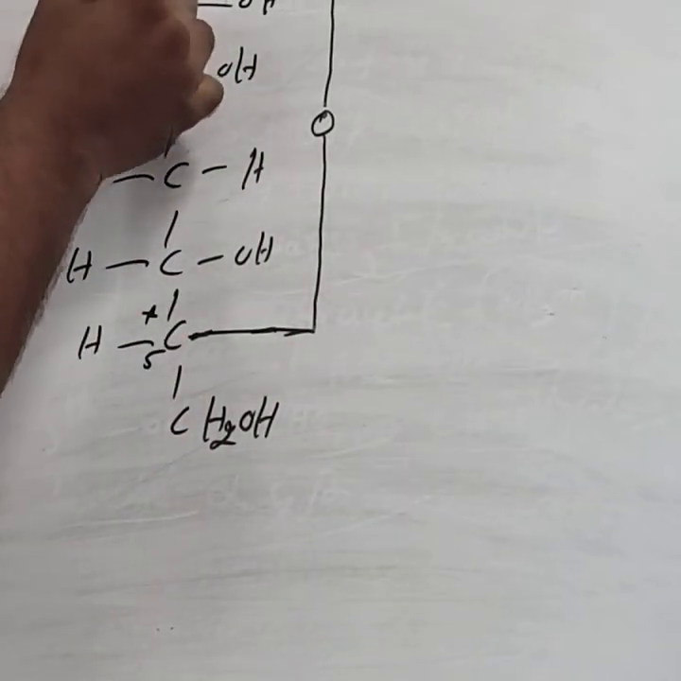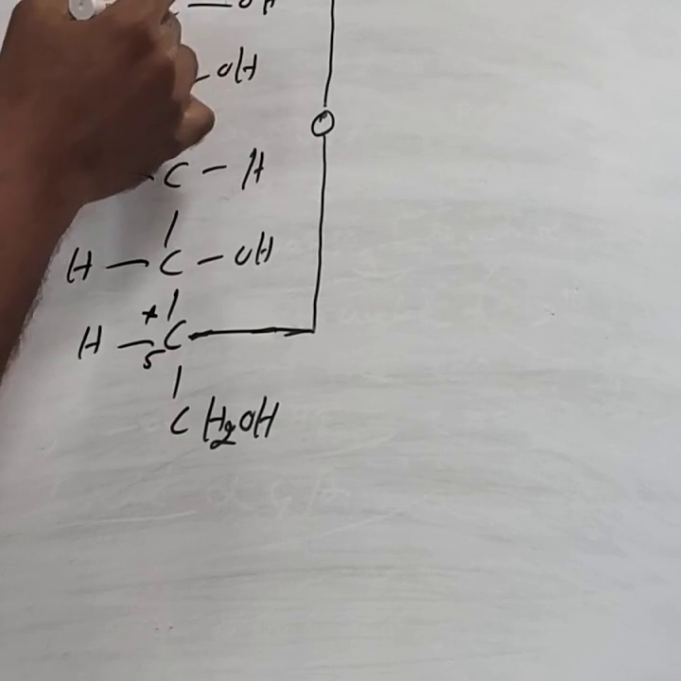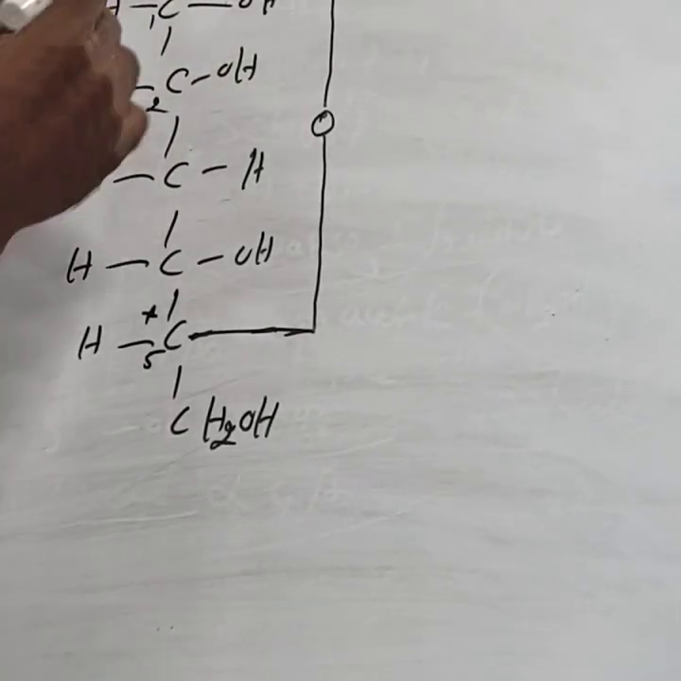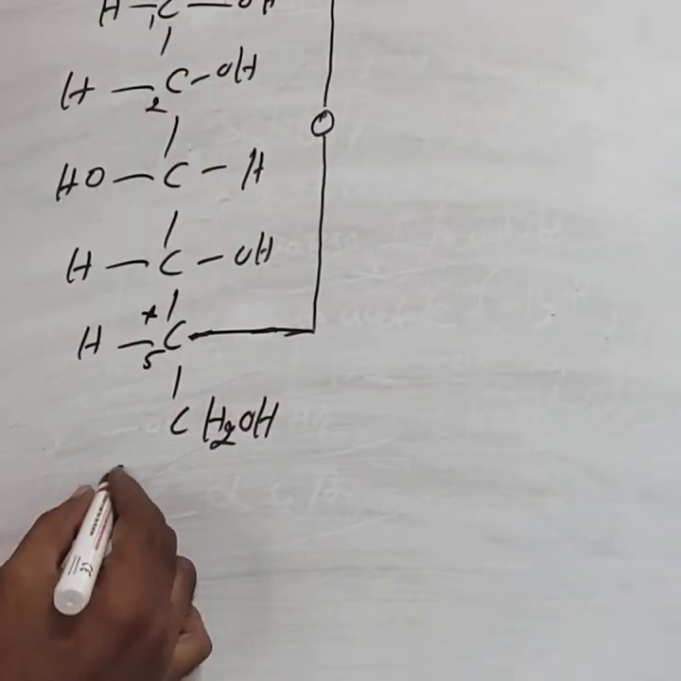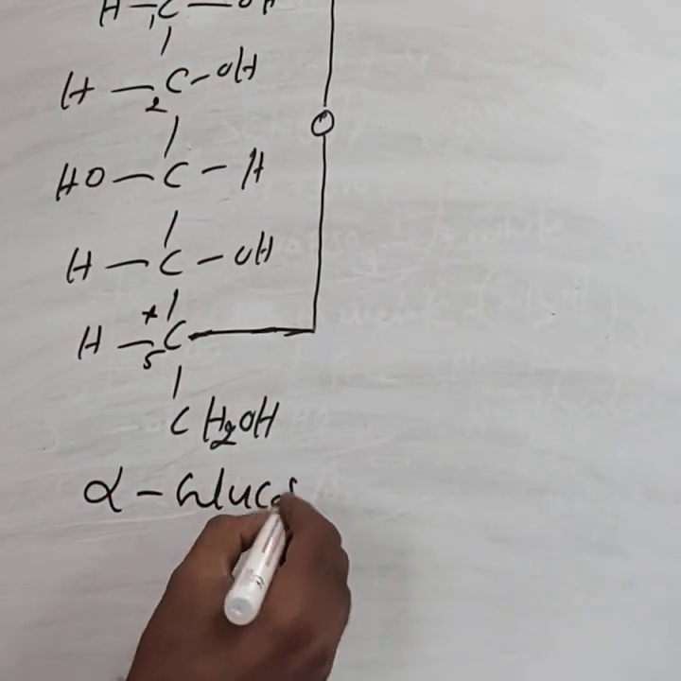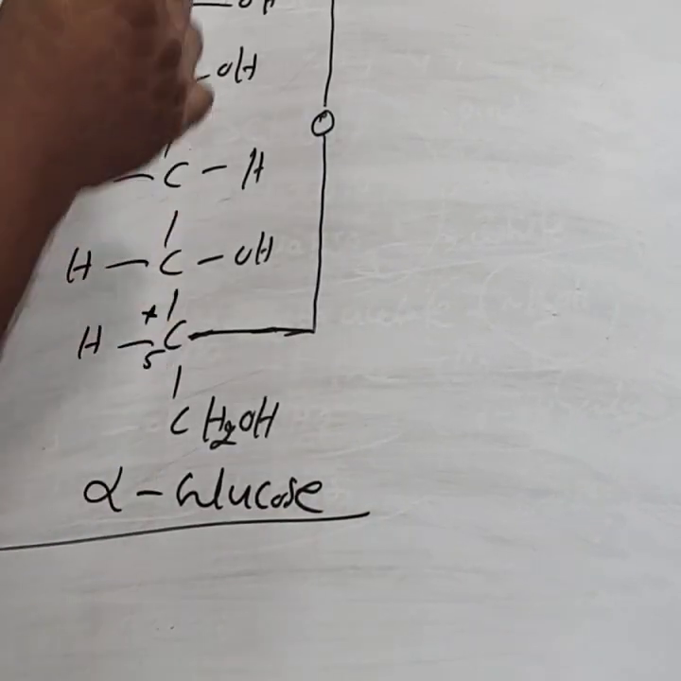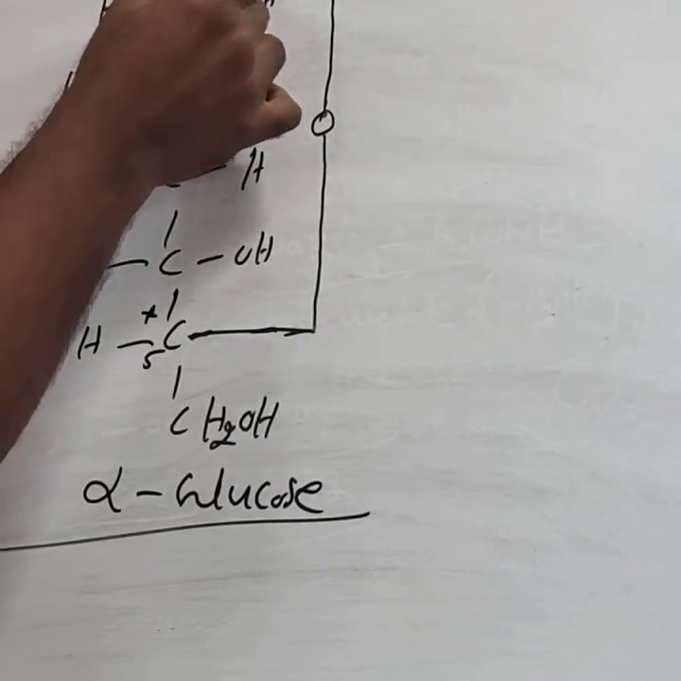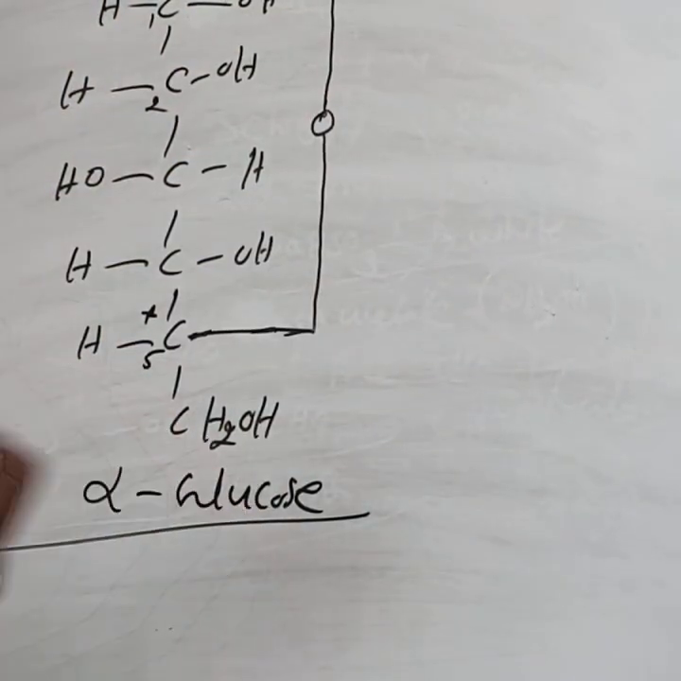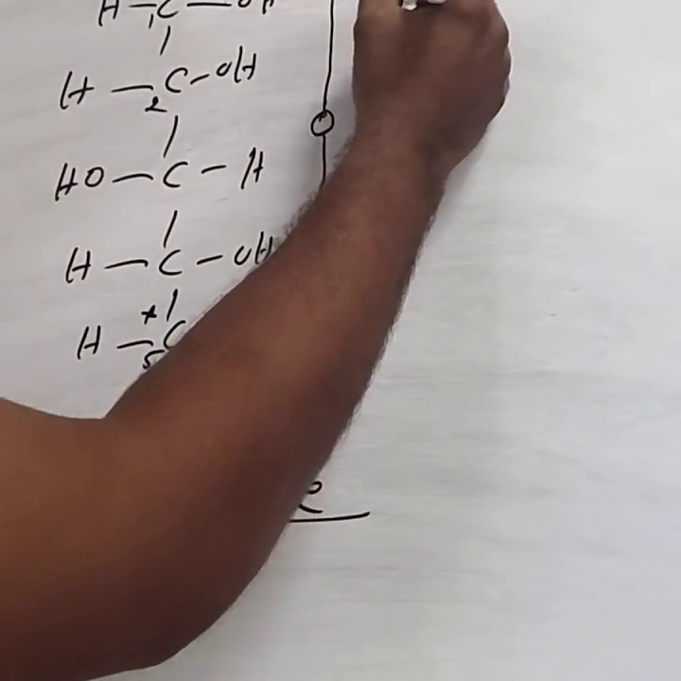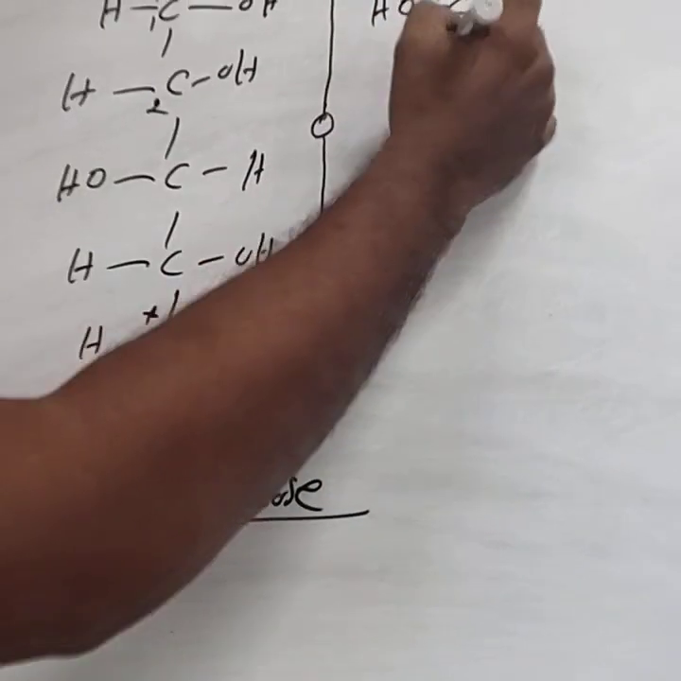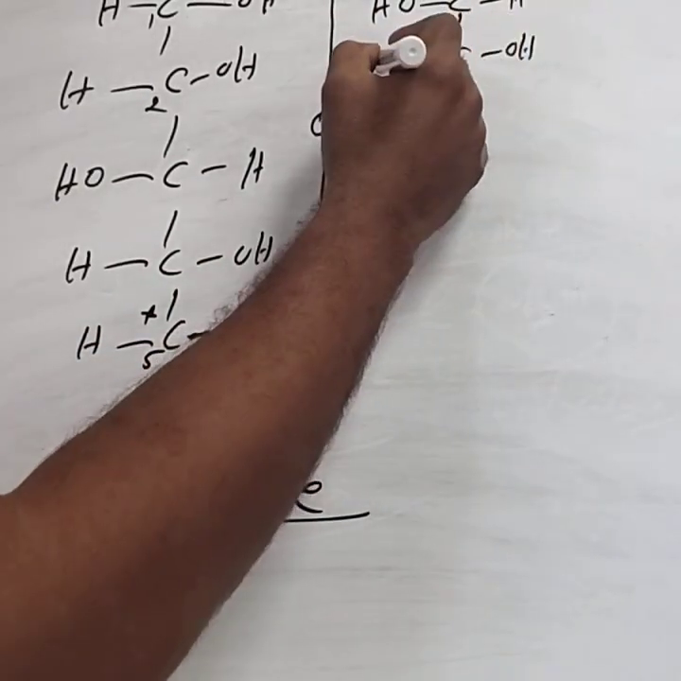This is the anomeric carbon. This is the anomeric functional group carbon atom. On the functional group carbon atom, OH is on the right hand side. It is called alpha. This one is called alpha glucose. Why it is called alpha glucose: on the anomeric carbon atom, OH is on the right hand side. Hence it is called alpha glucose. Similarly, you can write the beta glucose. Beta glucose means on the anomeric carbon, this is the anomeric carbon, OH is on the left hand side.